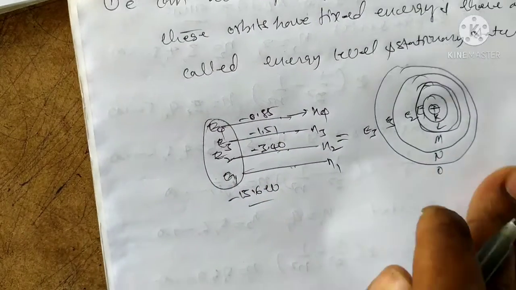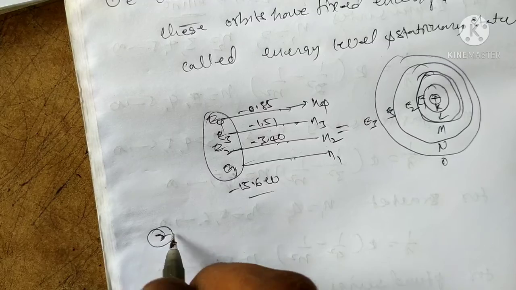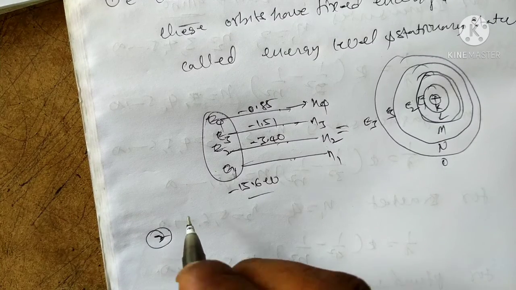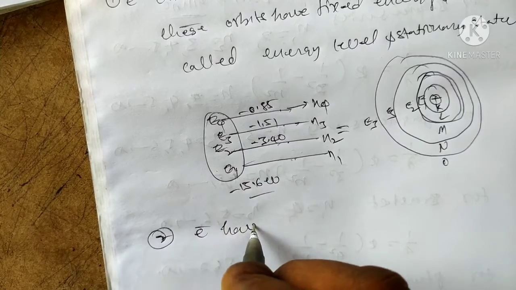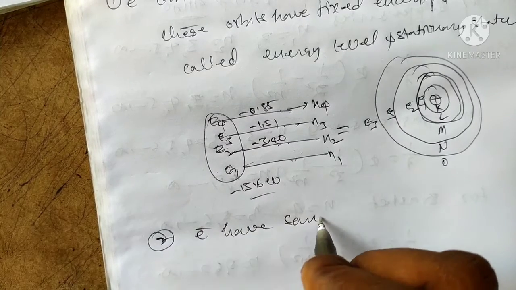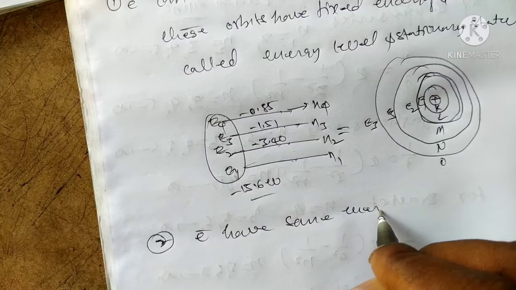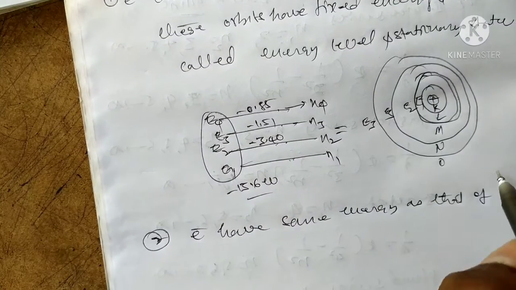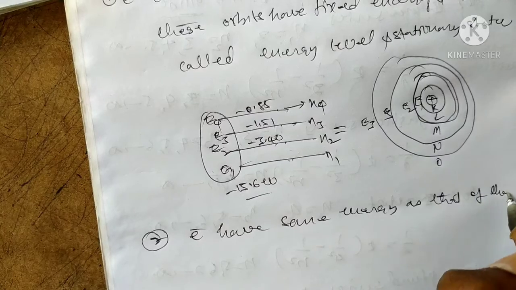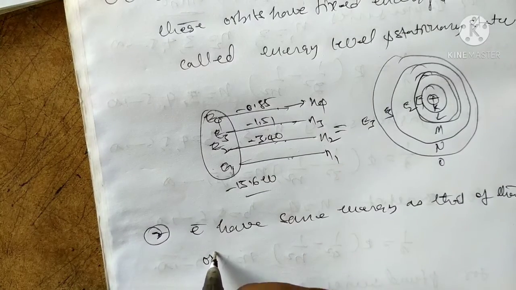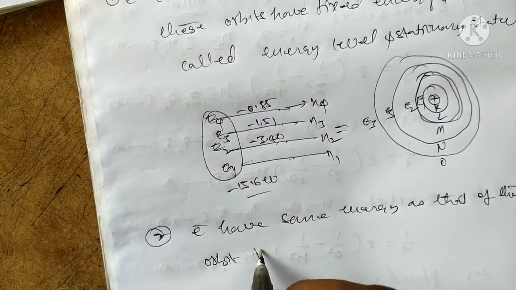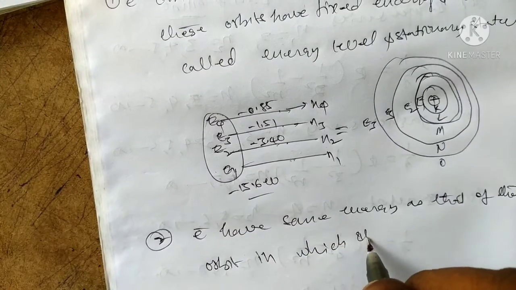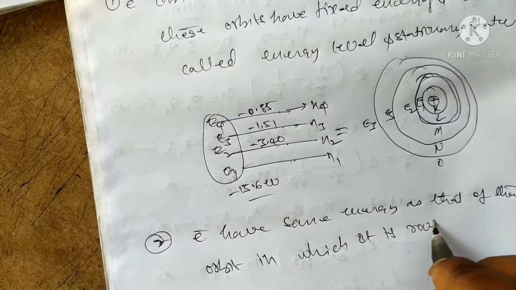The second postulate is that the electron has the same energy as that of the orbit in which it is revolving.